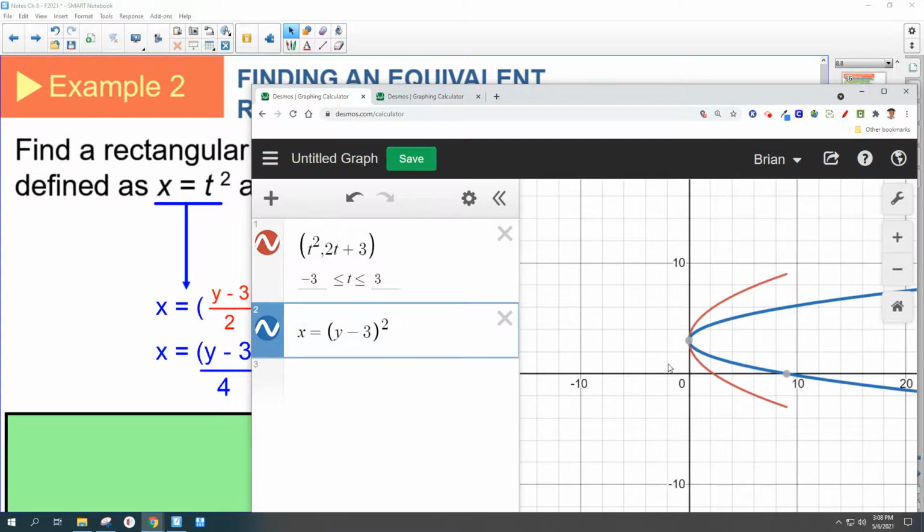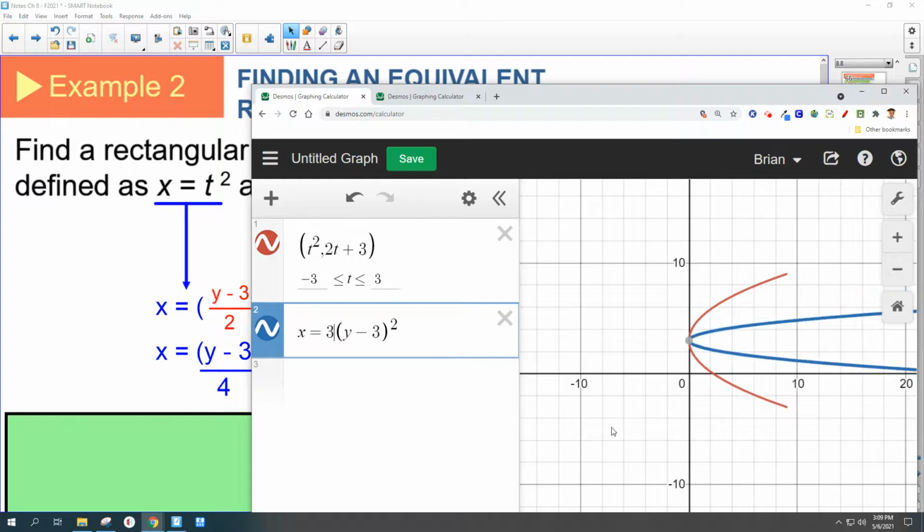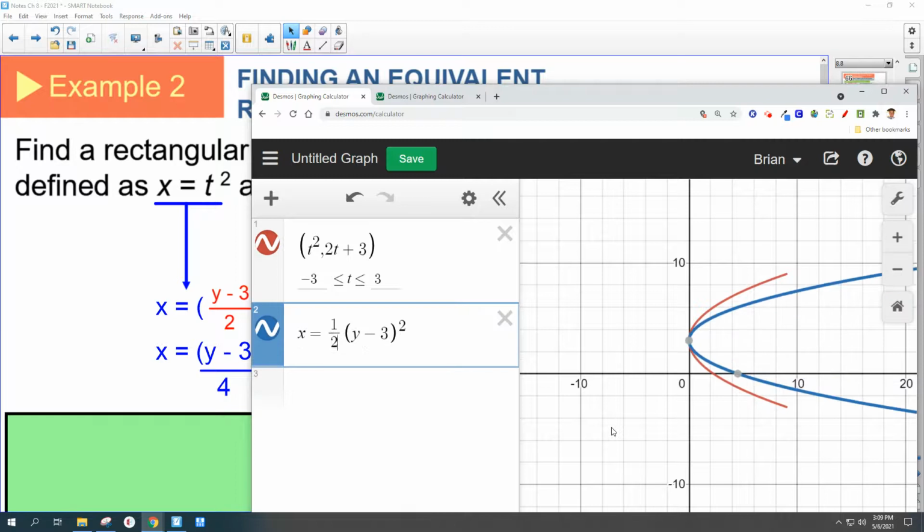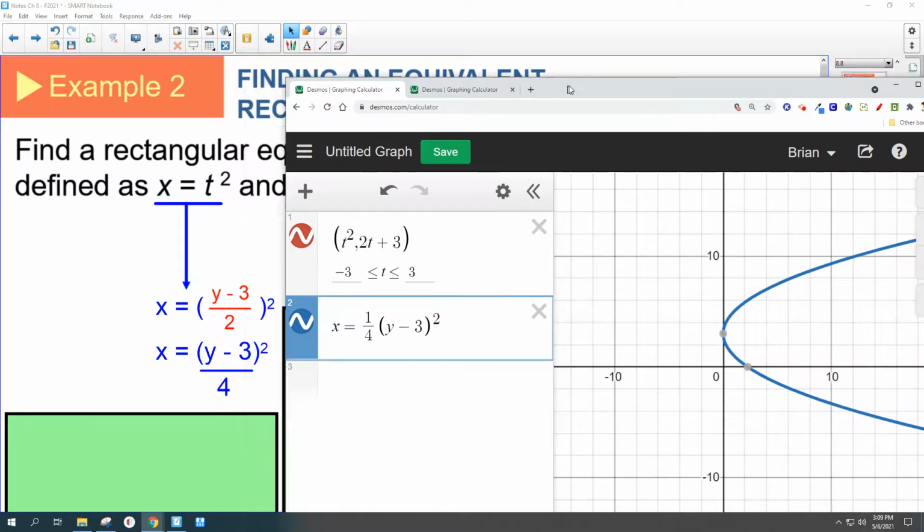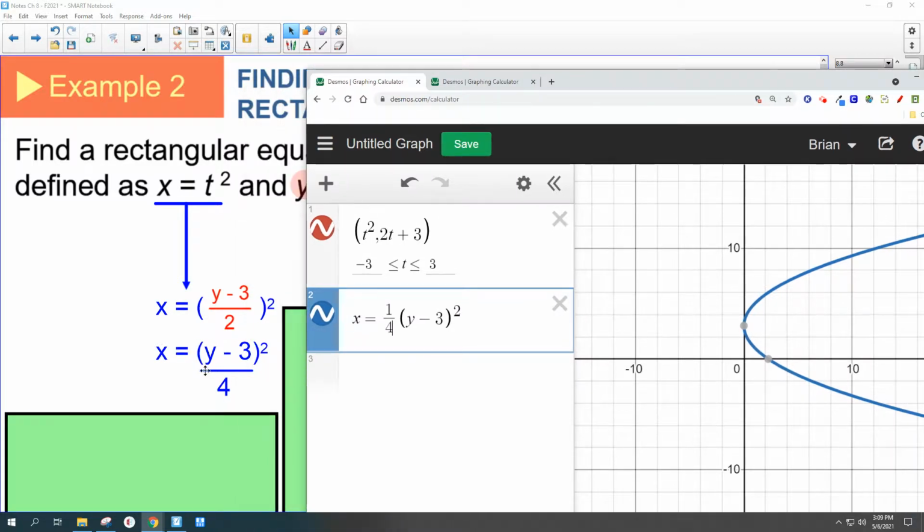And this is way too narrow, so we would put a number in front of here maybe to change the thickness. 2, 3, that's making it too narrow. So maybe we have a fraction, 1/2, about 1/4. There we go, 1/4. That's it, that's the equation. And that's exactly what we have right here. X equals 1/4, y minus 3 squared.